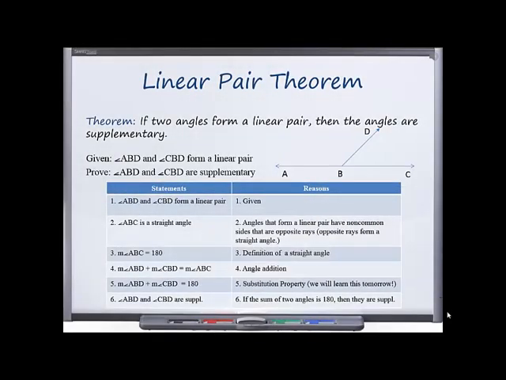This proof I illustrated as a two-column proof, just to get you used to seeing the different forms of proof. We start with our given information as always. From our given information, we can conclude that ABC is a straight angle. That's really the definition of a linear pair. Angles that form a linear pair have non-common sides that are opposite rays, and remember that opposite rays form a straight angle. If we have a straight angle, we can conclude that the measure of angle ABC is 180 degrees, because that is the definition of a straight angle.